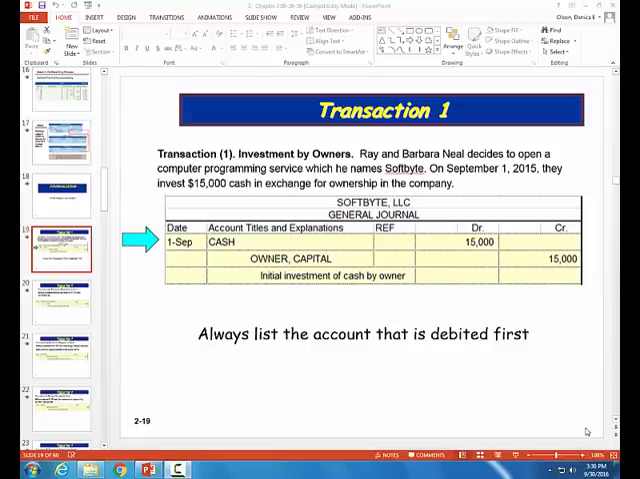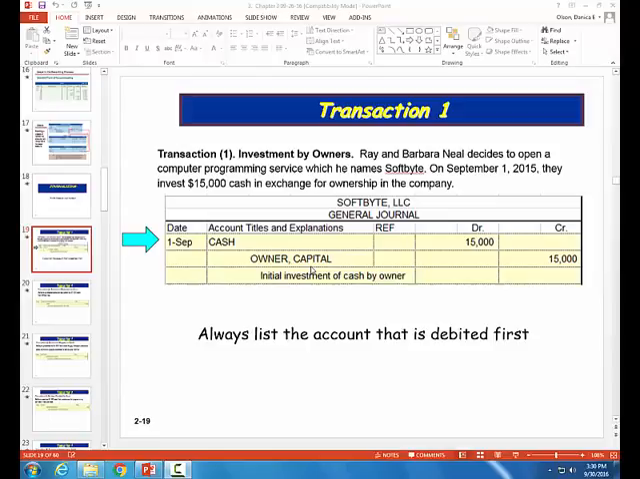When we do journal entries, we always start with the account that is debited. If we look in the general journal, we put in the date, September 1st. Ray and Barbara invested $15,000 in cash. Therefore, the first entry we make is a debit to cash. We come over here in the debit column and put the $15,000.